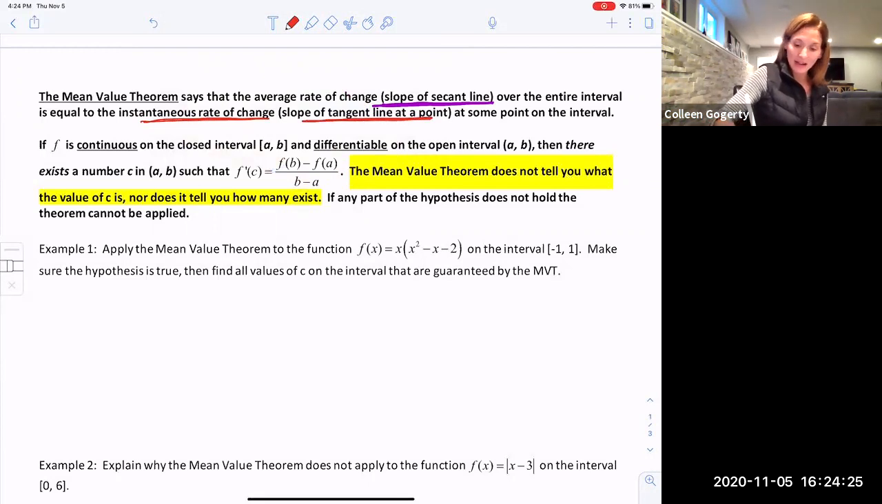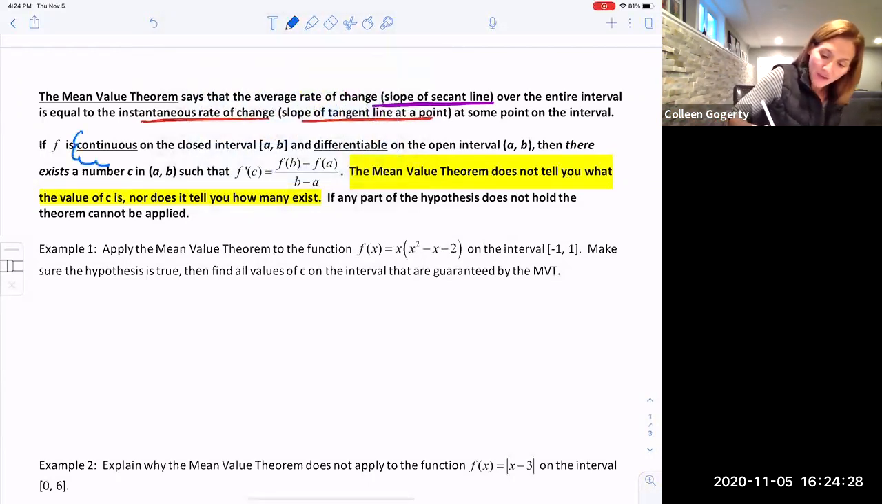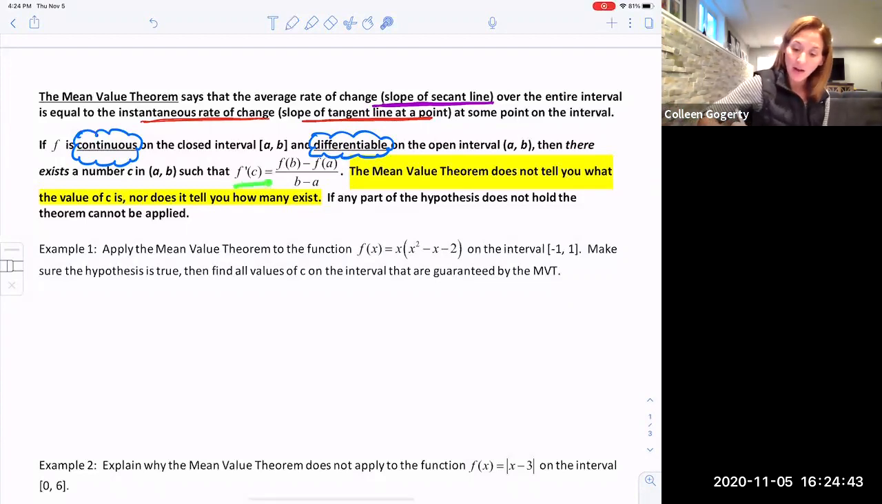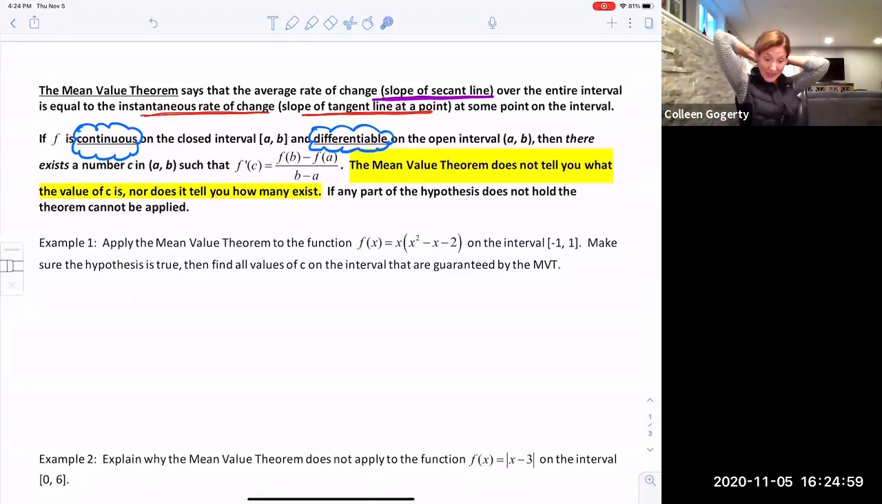Now, the main thing that I'm going to highlight here for you guys, this is super important: f has to be continuous and differentiable on the interval that we're working with, okay? If that happens, then what this is saying is what we just calculated, that the slope of the tangent line, also known as the derivative at that point, is equivalent to the slope of the secant line, okay? The mean value theorem does not tell you what the value of c is, okay? It doesn't even tell you how many exist, but overall, we can end up calculating where that point is, okay?